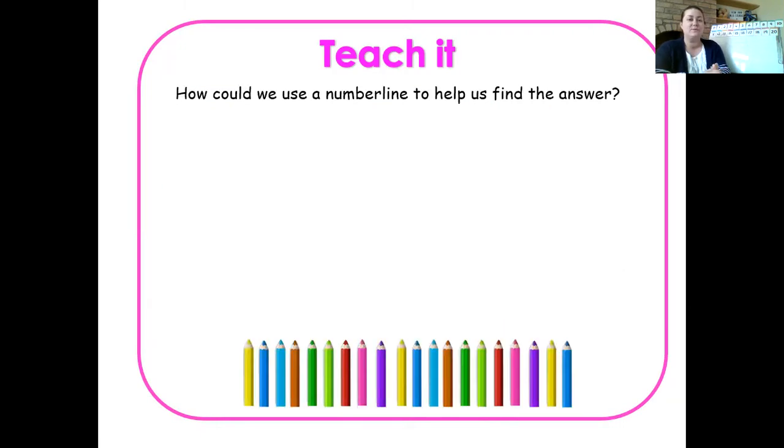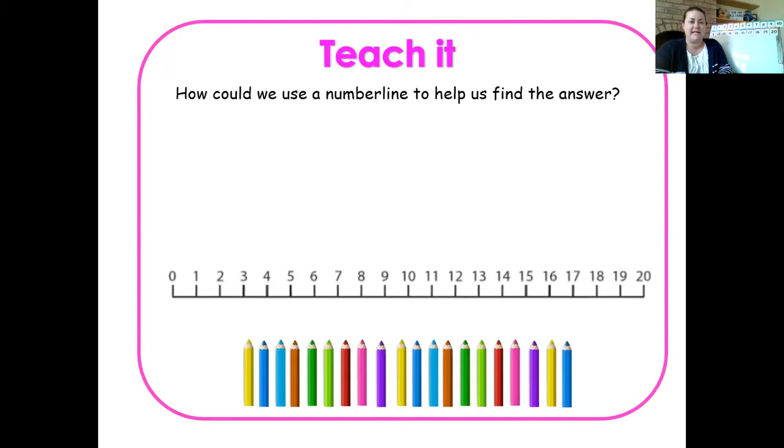Okay, so how could we use a number line to help us? Now, I know that in your catch-up packs, we've given you a number line. I've got a number line here. And just like Mrs. Thornton said, if you've got a ruler, that's also a number line as well. If you can't find your number line from your catch-up pack, or if you've drawn on it and you can't see the numbers anymore, don't worry, because you can draw out your own or ask your grown-ups to draw another one for you. But if we're going to use our number line to help us find the answer to this question, what do we need to do?